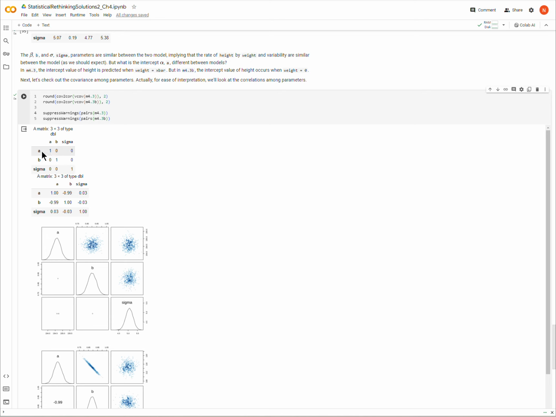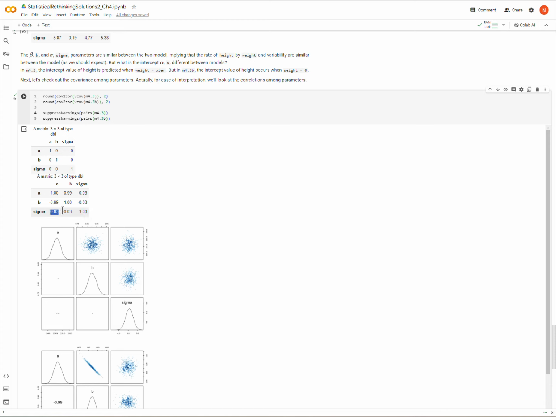Okay, and so in the old model, the parameters are always perfectly correlated with themselves, right? Alpha is 100% correlated with itself, beta is completely correlated with itself, and so is sigma. This is just by definition. And we see the same thing in our modified model. But what is different is that in the first model, all the other correlations among the parameters are 0, but not for the modified model.